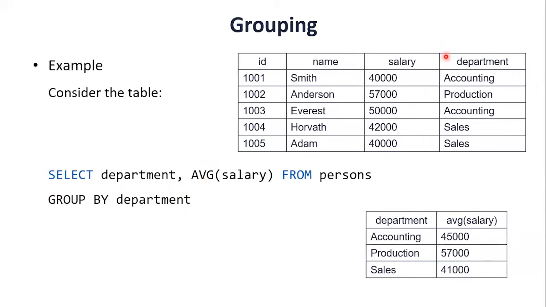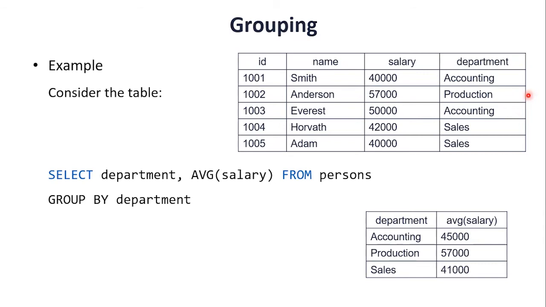So when we say group by department, what SQL will do is it will group all the records with a particular common value together. In this case, you can see there are two records with the department accounting, two records with department sales, and a single record with department production. So these two will be grouped together, these two together, and this one together.